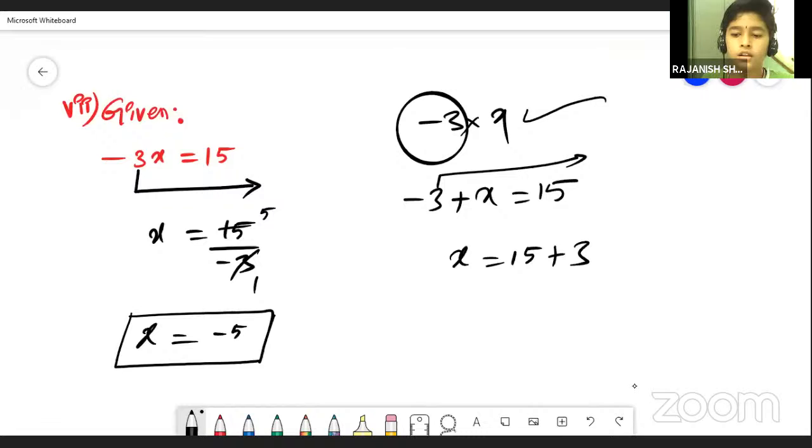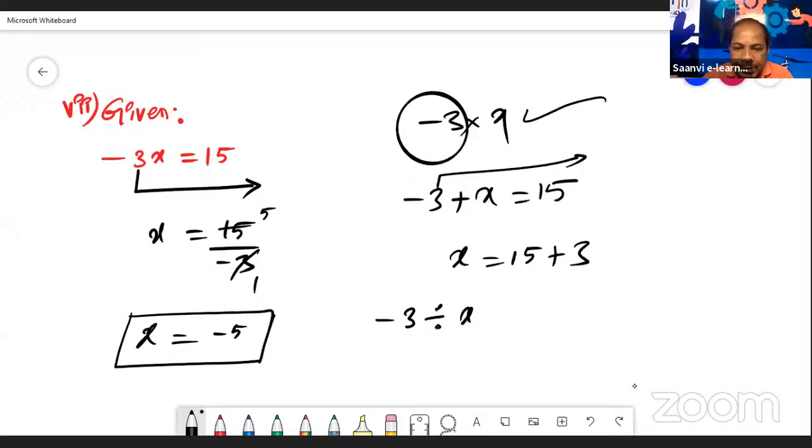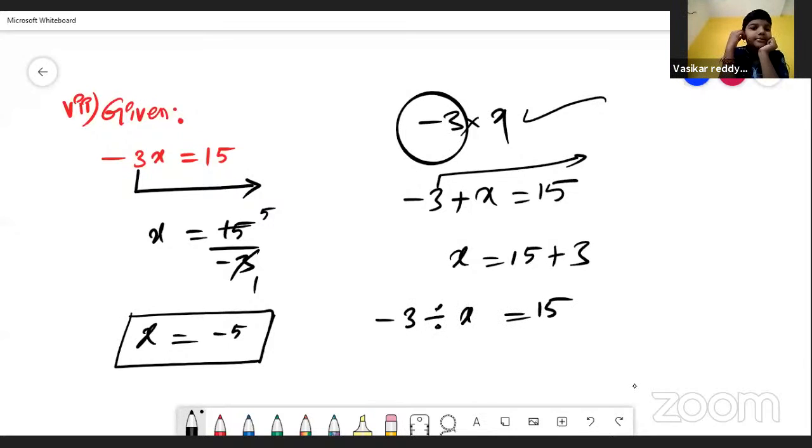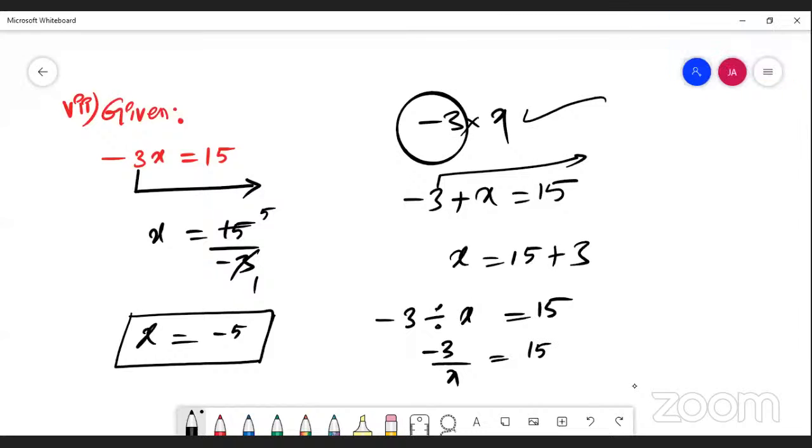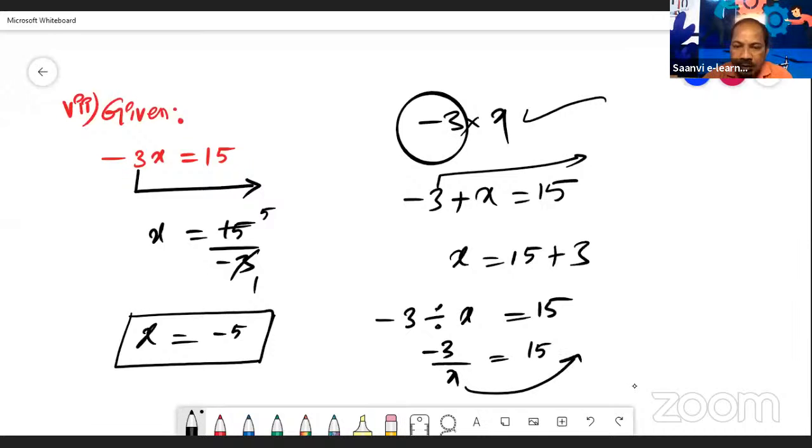Sir, one doubt regarding this. If in the minus 3 position, the division symbol is kept, how can we see it? Suppose it is like this: minus 3 divided by x equal to 15. Minus 3 divided by x means minus 3 by x. So here x is dividing, and when this x is sent to this side, it will multiply.